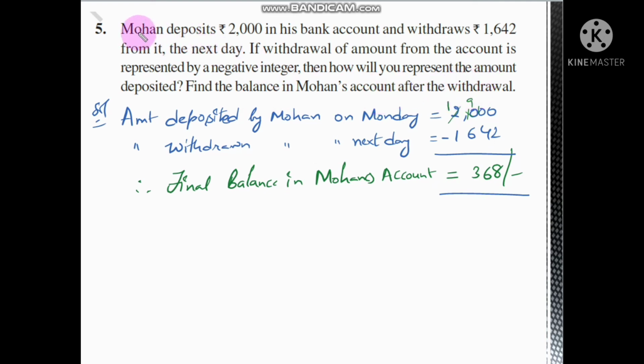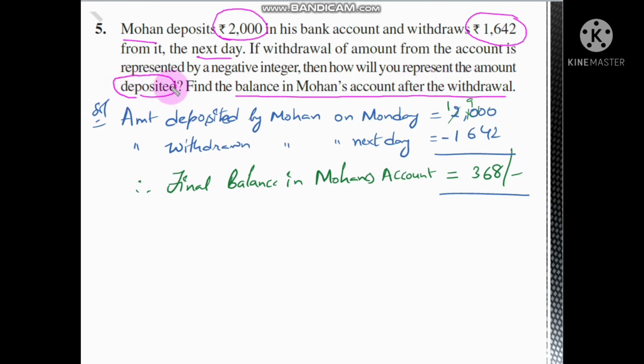So here there is a person called Mohan and he deposited 2000 rupees in his bank account. After that what happened? Immediately the next day he went to the bank and he withdrew 1642 rupees again from his account. Now they are asking us to find out the balance in Mohan's account after withdrawal. After withdrawing the money, how much money is left in his bank account? And they are also telling us to find out how will you represent the amount deposited.